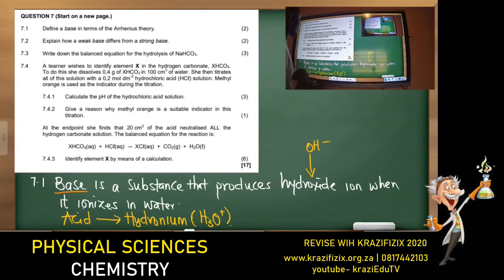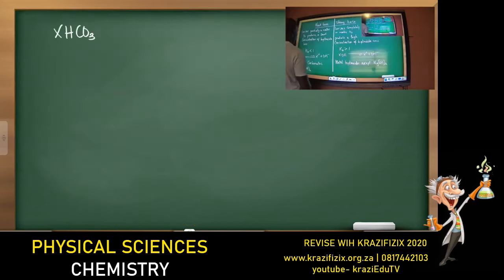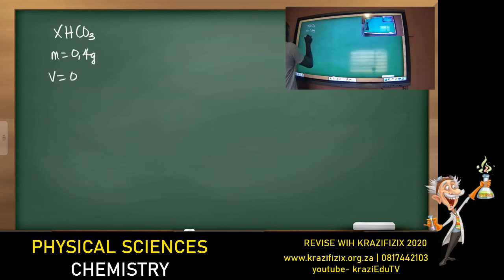Now, to do this, she dissolves 0.4 g. So we have the mass in 100 cm³ of water. All right, so what is my mass? 0.4. What is the volume? 0.1. Remember, we divide by what? 1,000. Beautiful.